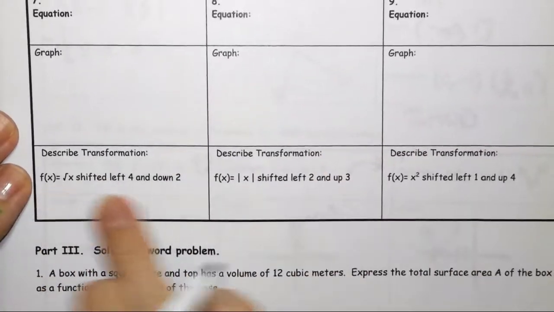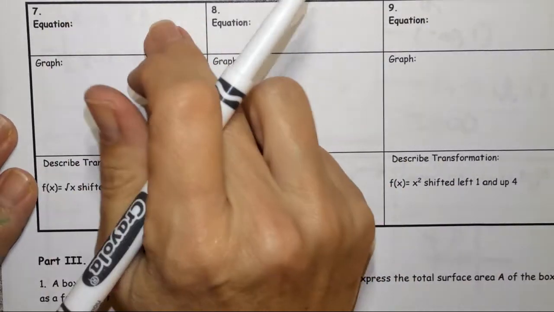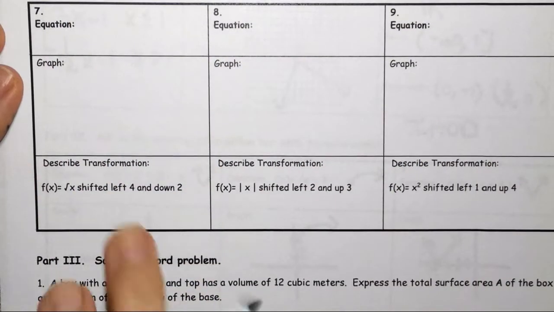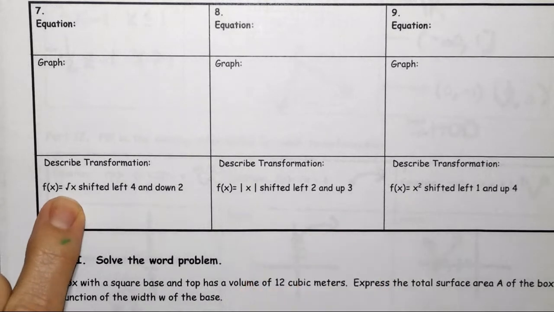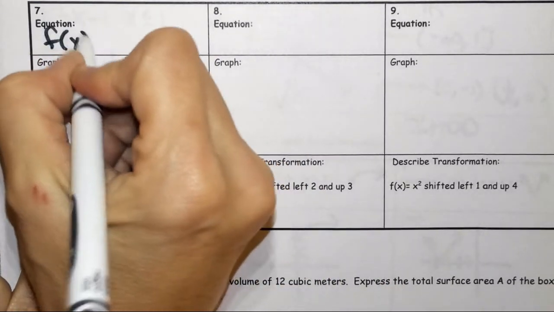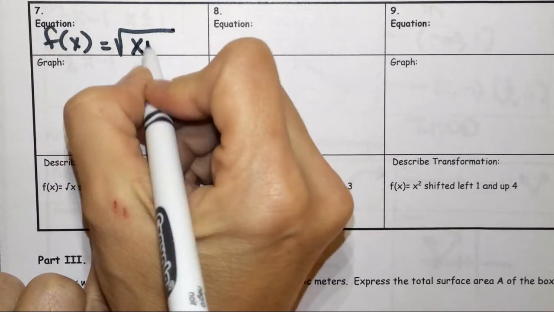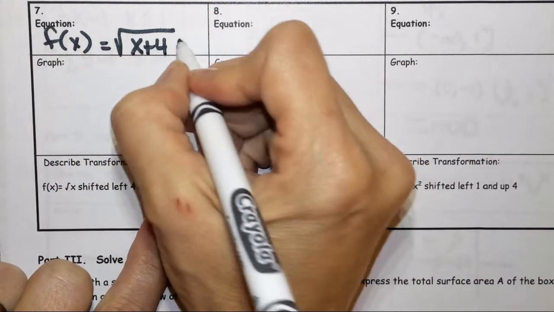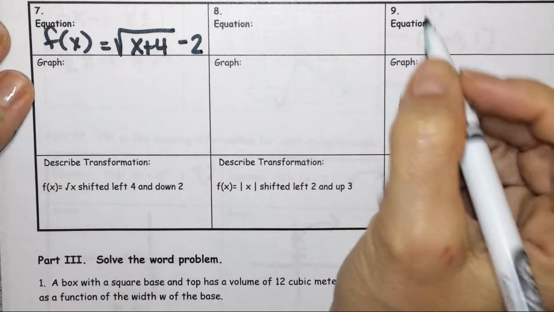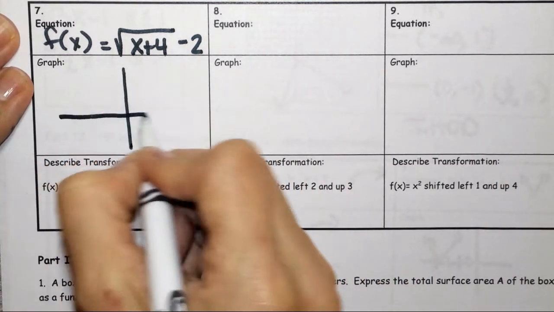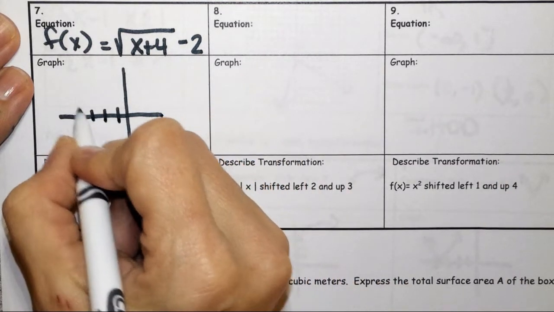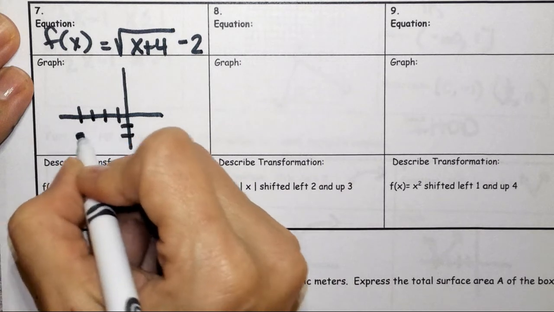The last page of transformations, I gave you the description, and then I asked you to write the equation and do the graph. So this tells me I'm going to do a square root, and it tells me I'm going to go left 4, so inside I'm going to have a plus, I'm going to do the opposite, and I'm going to go down 2, so outside I'm going to have a minus 2. So I'm going to go left 4, 1, 2, 3, 4, down 2, and I'm going to draw my curve.